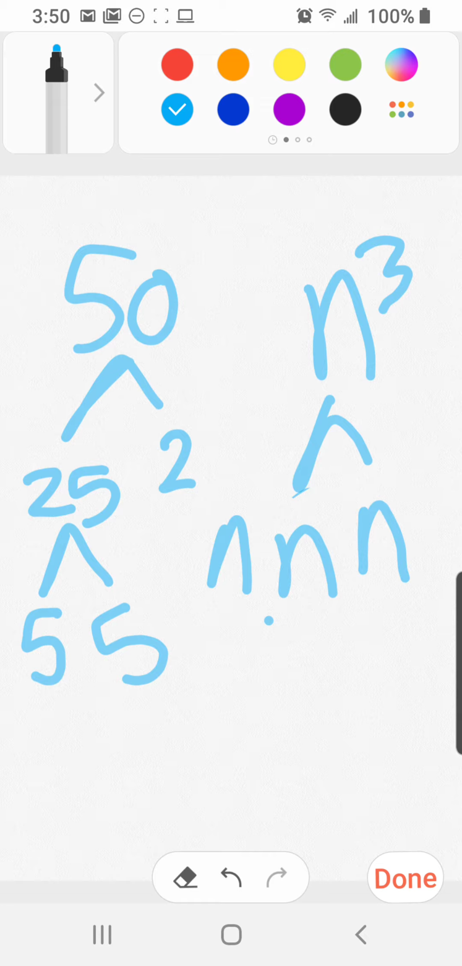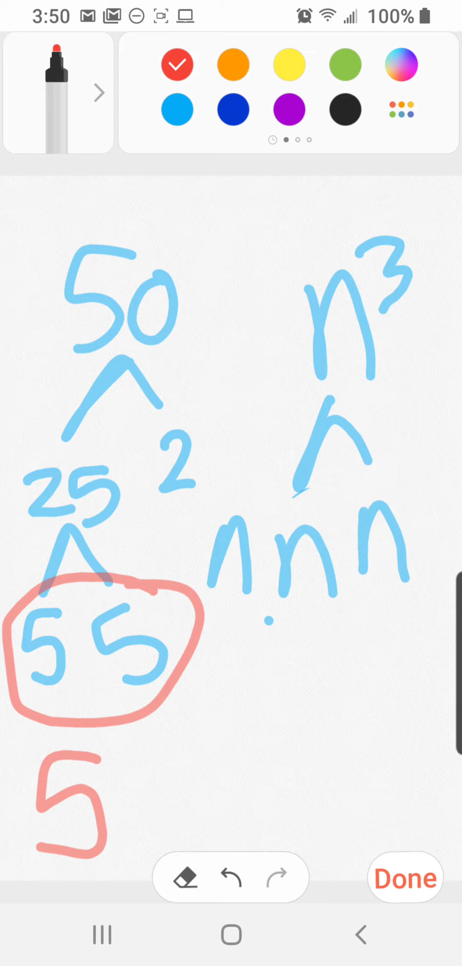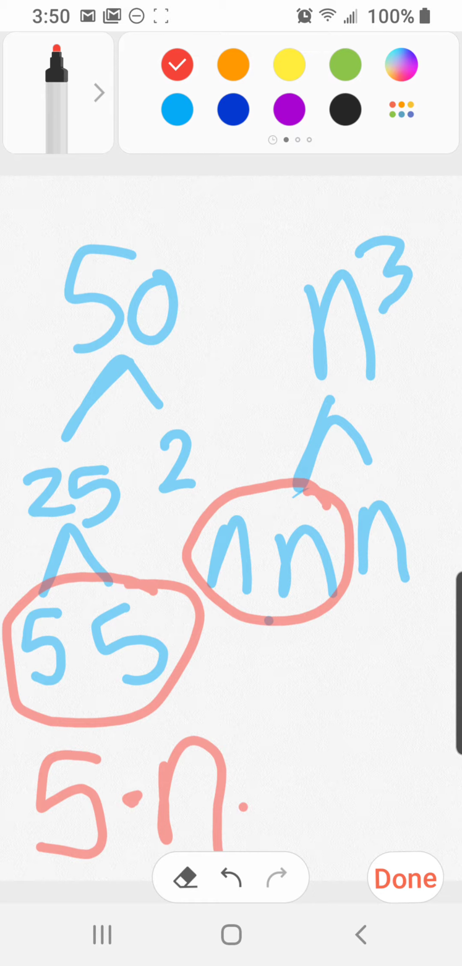Okay, now I'm going to do pairs like I did before. Voy a hacer parejas como hice anteriormente. 5 and 5, that's one pair, so I put it on the outside. 5 por 5, una pareja, lo pongo afuera. N and n, that's one pair, I put that on the outside. N por n, una pareja.